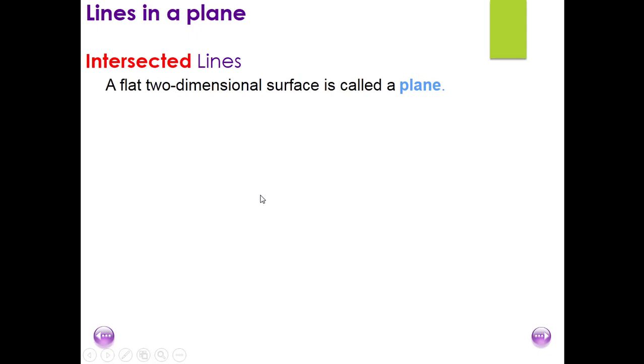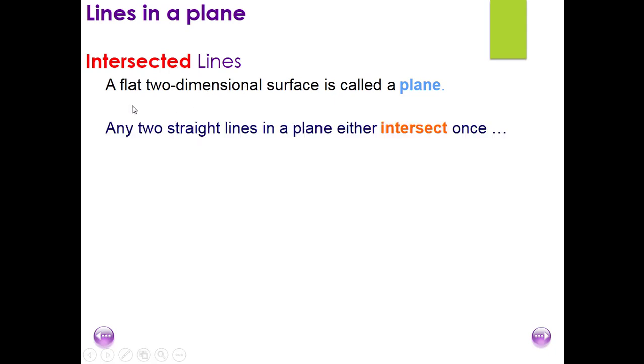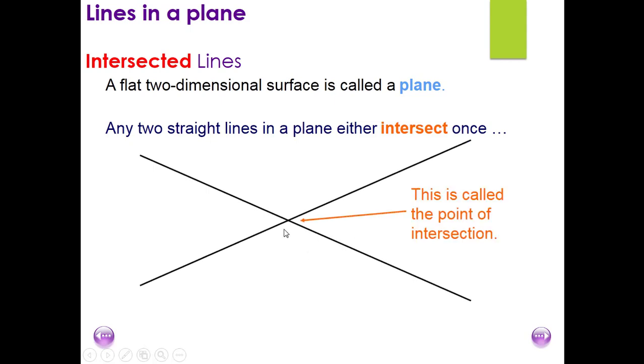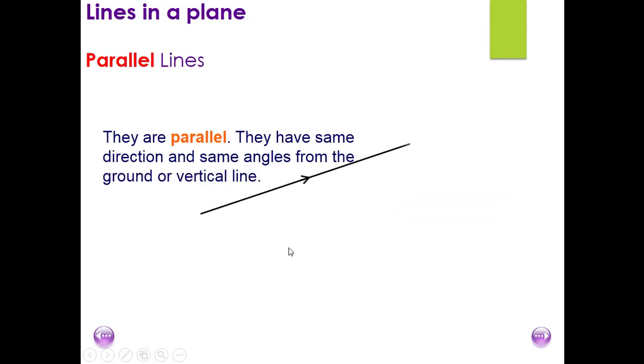So right now we have lines in a plane. We have many relationships between lines, and the first one we are going to study is the intersected lines, the intersected or crossed lines. Any two straight lines in a plane either intersect once, at a point, and this point we call the point of intersection.